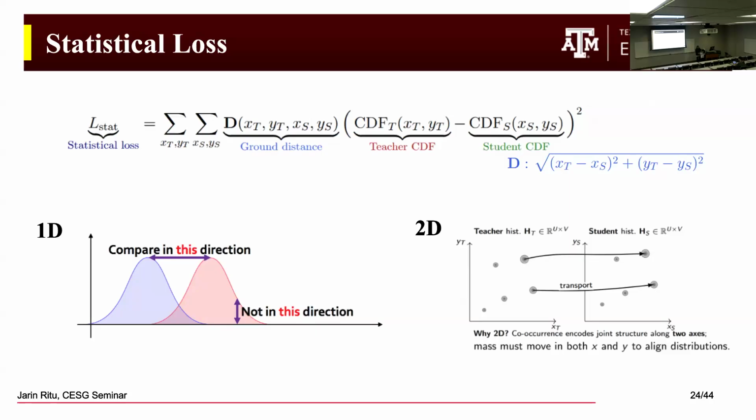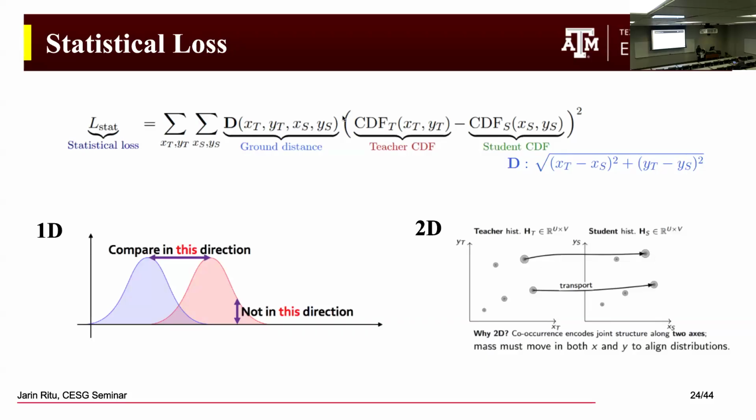So we extended the idea of 1D EMD to 2D EMD. X is one direction for one co-occurrence, and Y is another direction for the other co-occurrence. Our teacher and student feature maps are presented as 2D histograms here, and the points you're seeing are the co-occurrence counts. So we need to shift this whole distribution through this EMD.